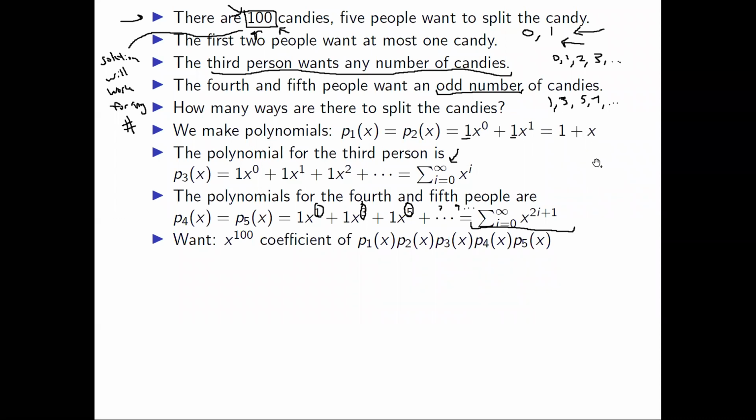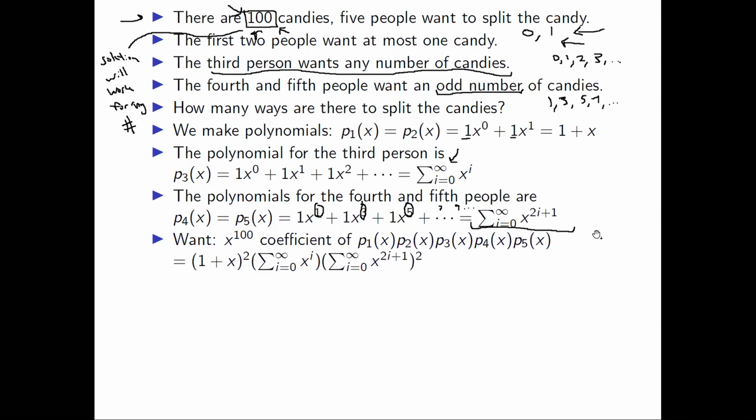And what we're trying to find here, since we have 100 total candies, we want to find the x to the 100 coefficient of the product of these polynomials. P1 times P2 times P3 times P4 times P5. So we're just going to multiply them together using what we calculated in the last few bullets. So the last few bullets, we got expressions for P1, P2, P3, P4, and P5. So we multiply them together to determine what that product is.